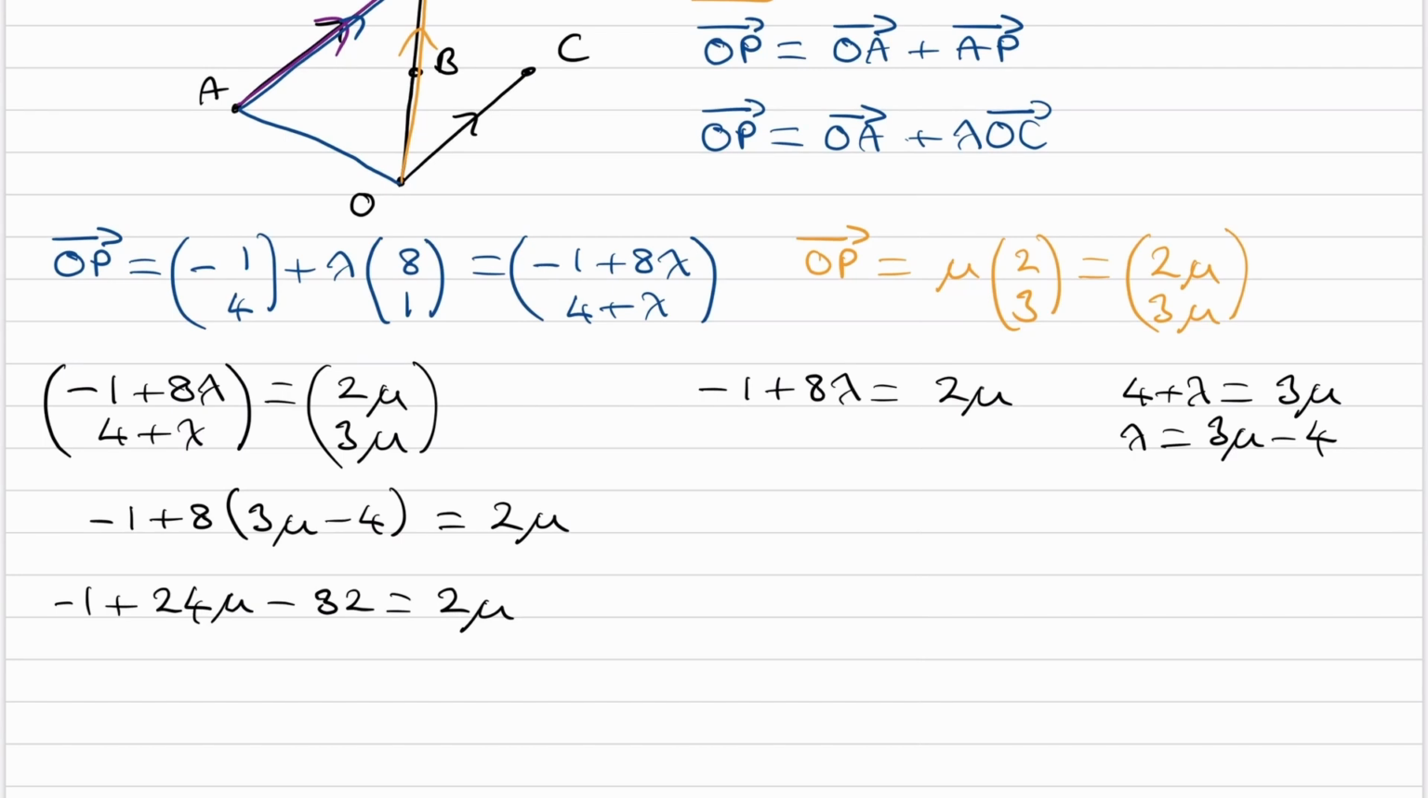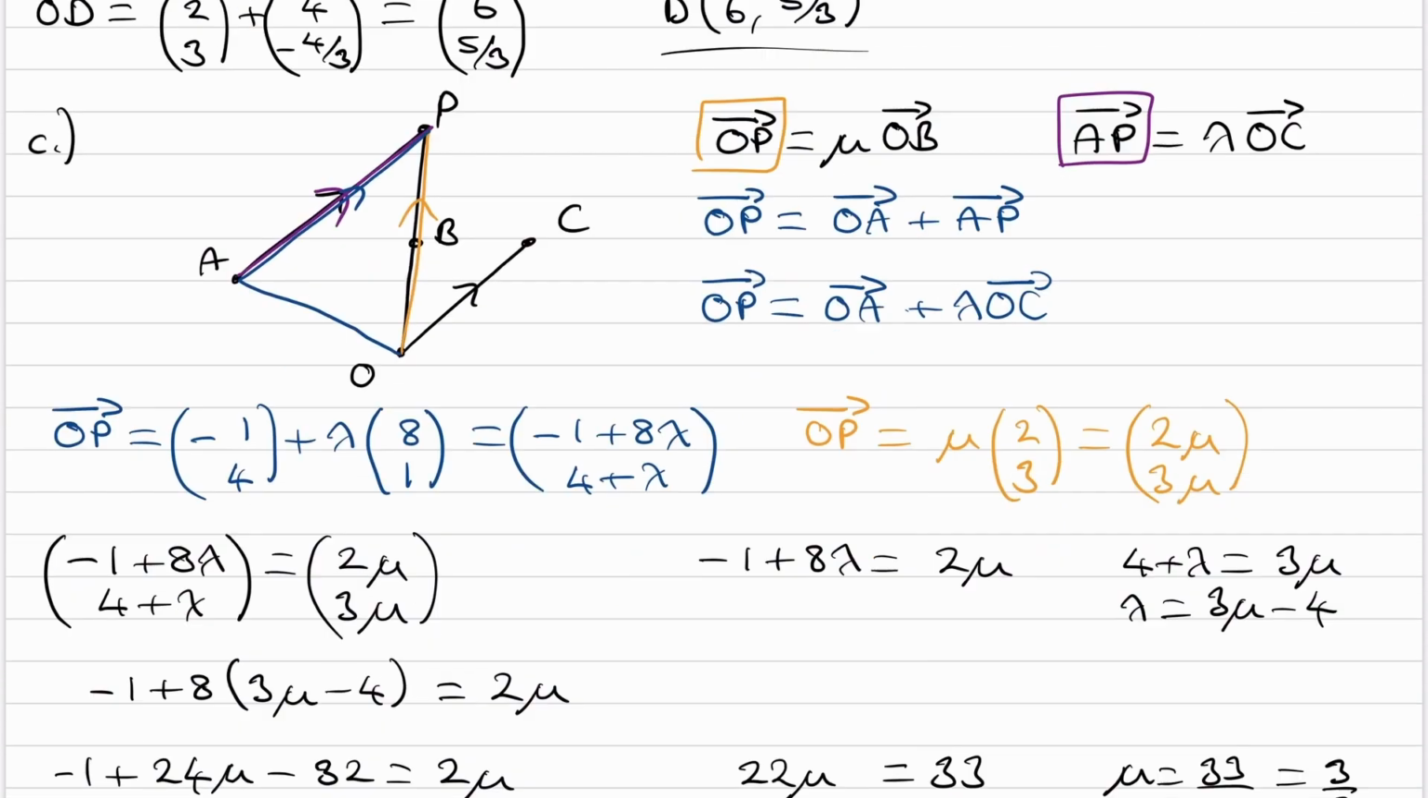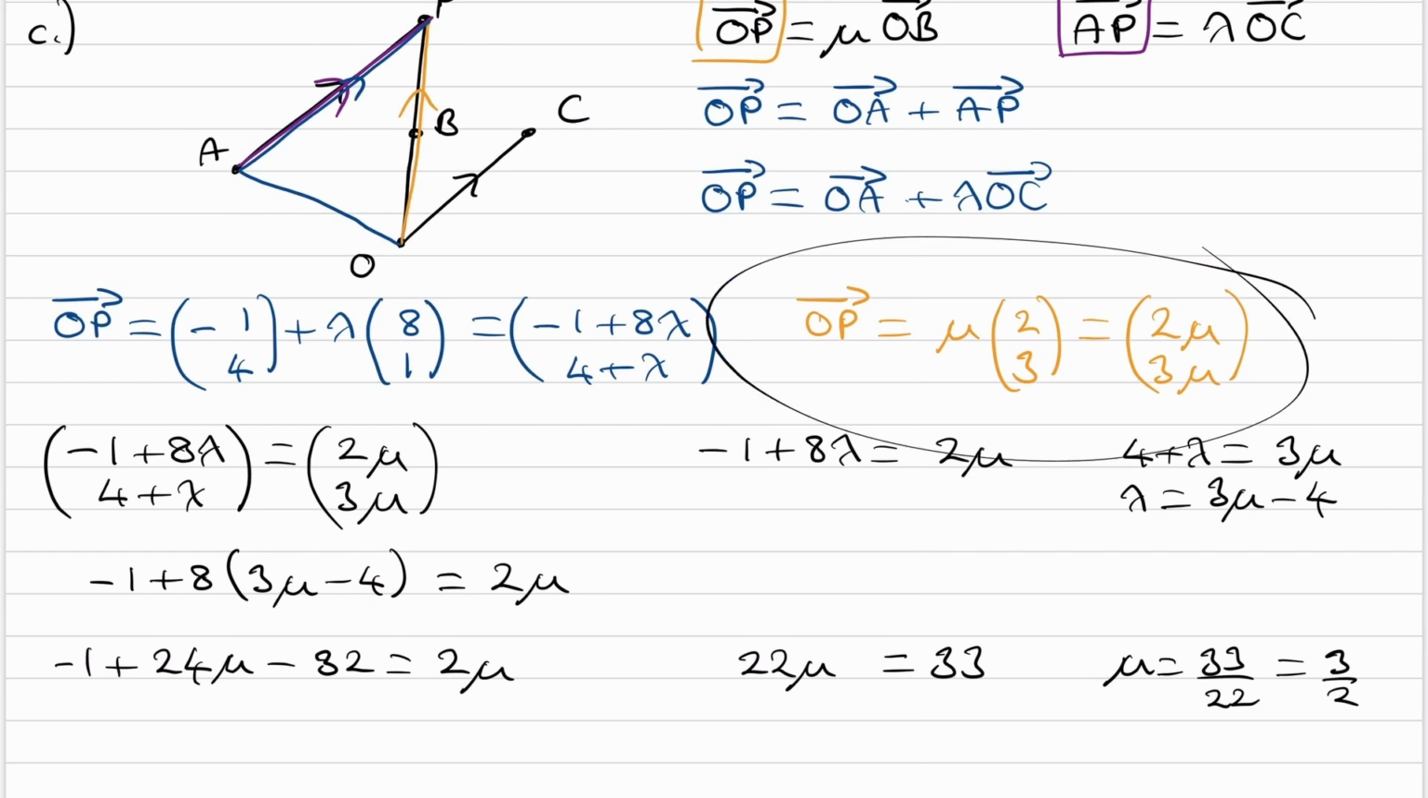So I'll bring the 2 mu to the left-hand side. We get 22 mu. And I'll bring the minus 32 and minus 1 to the other side. That's minus 33. When you bring it to the right-hand side, it'll be positive 33. And then we get mu is 33 over 22, or 3 over 2. So now that we have mu, we can work out what OP is using this vector.